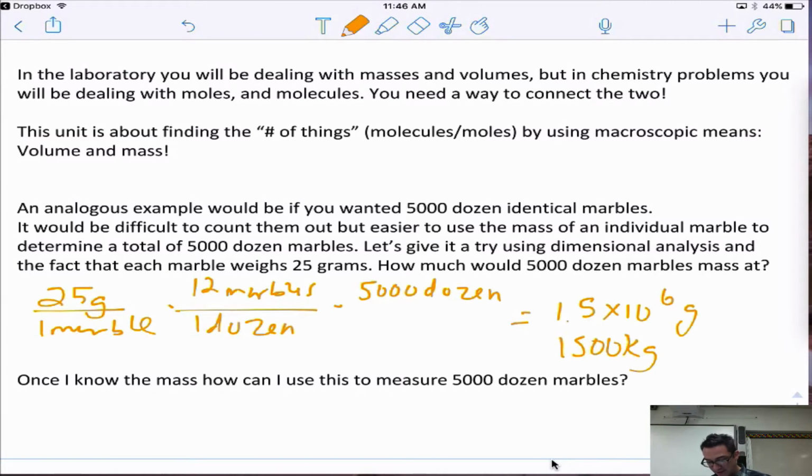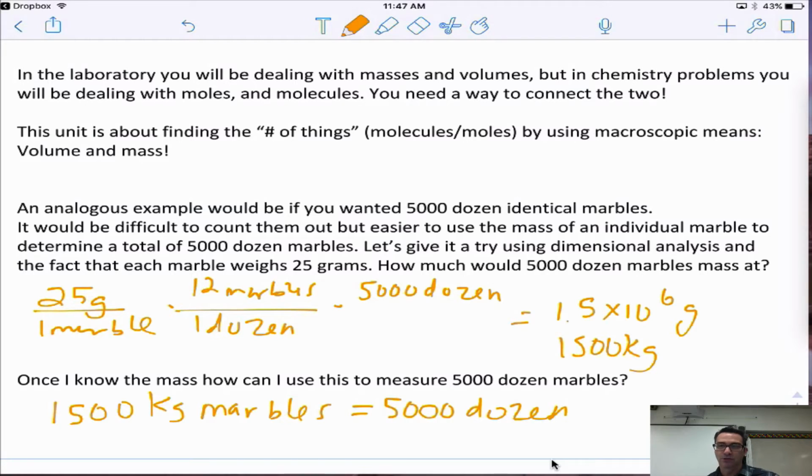So I know that if I have 1,500 kilograms of marbles, which isn't a crazy amount, this will be equal to 5,000 dozen. This is now a known entity for marbles. I'm doing the same thing when I work with molecules. Scientists know, for example, that 18 grams of water is equal to this many water molecules, 6.02 times 10 to the 23rd. And they call this a mole.